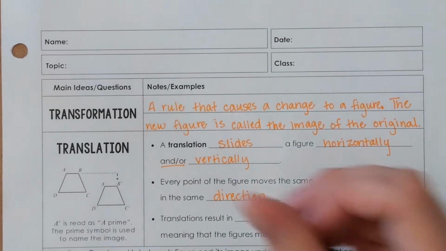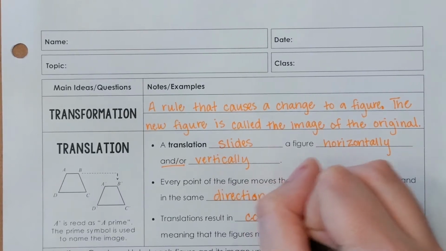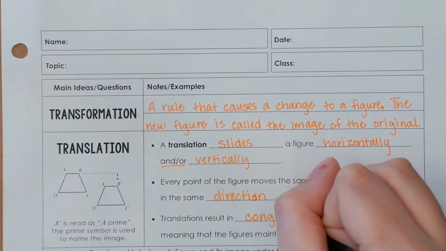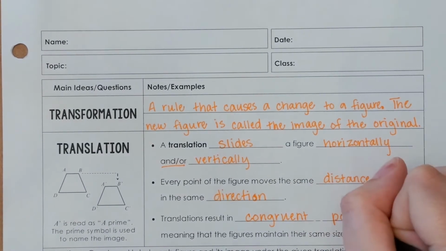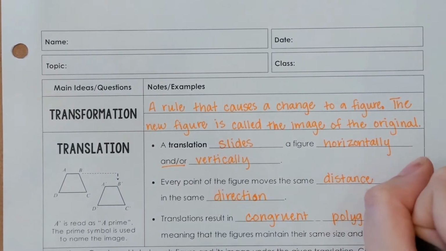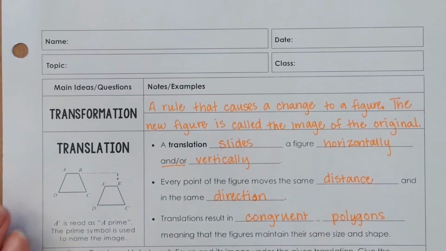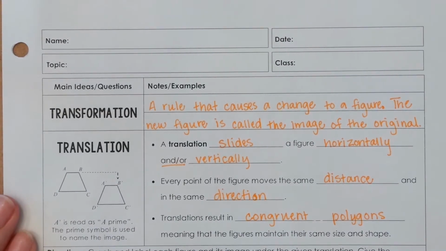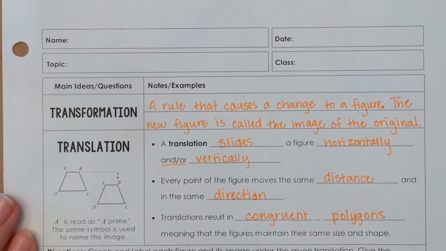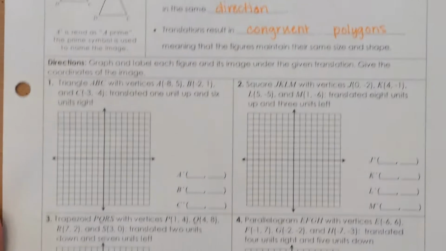Translations result in congruent polygons, meaning that the figures maintain their size, their same size and shape. We are not going to change the figure itself. We are just moving it on the graph. So with that, let's do some examples.